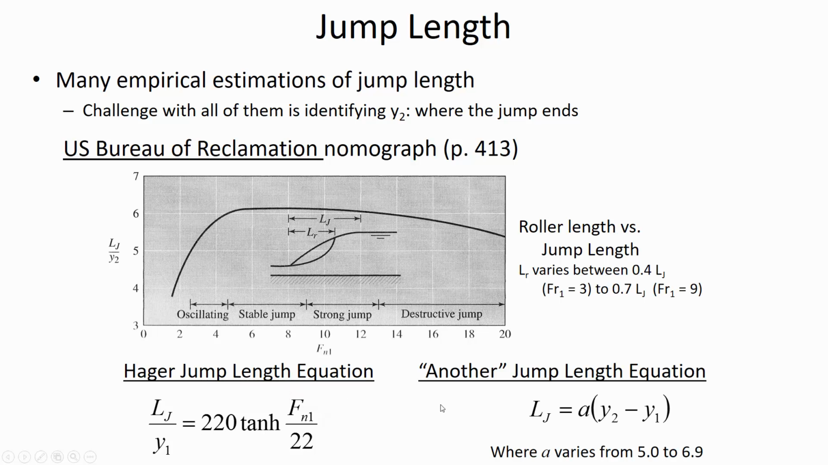Our textbook calls the third method, they just say another jump length equation. They don't even bother naming it. So that's what we'll call it. We'll call it another jump length equation. And so the A values are between 5 and 7.